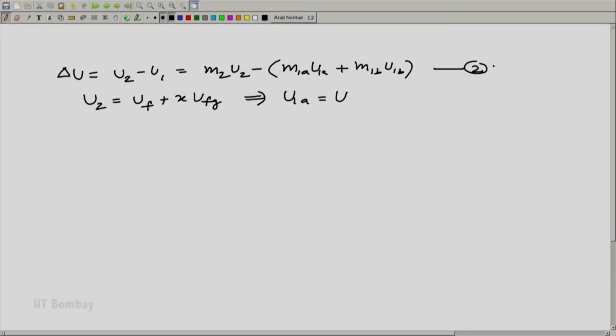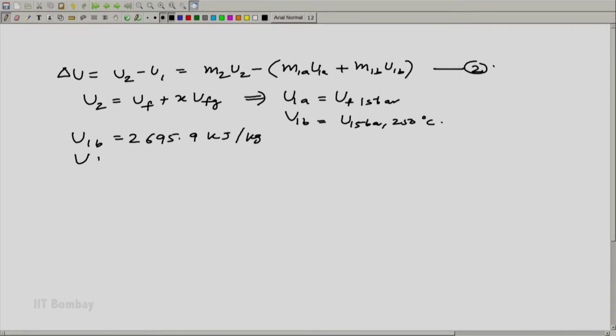U1A is equal to UF at 15 bar and U1B is equal to U at 15 bar and 250 degree centigrade. Alright, putting these values, I can get 15 bar and 250 degree centigrade, from which I can get U1B. So, I can write U1B is equal to 2695.9 kilojoule per kg. Alright, I can do further calculations, get the values from table.